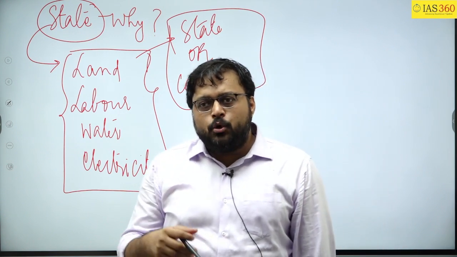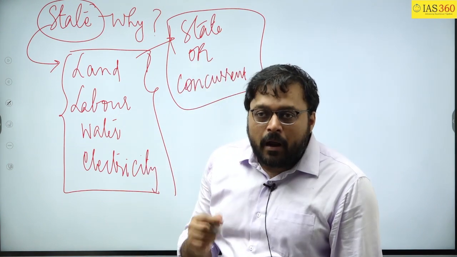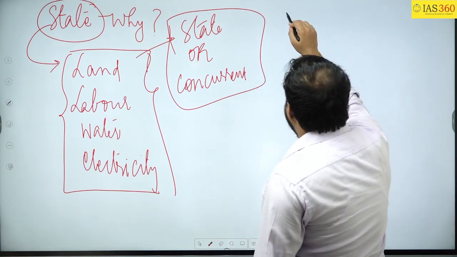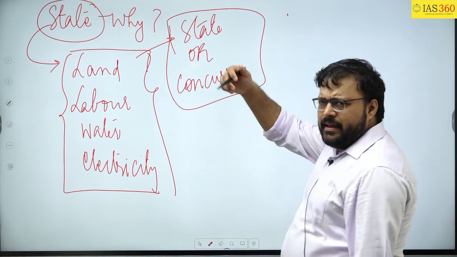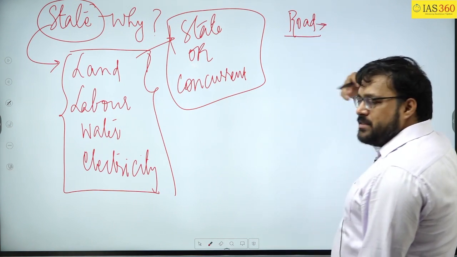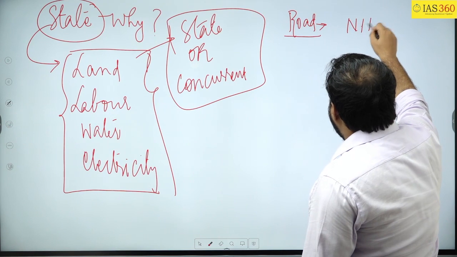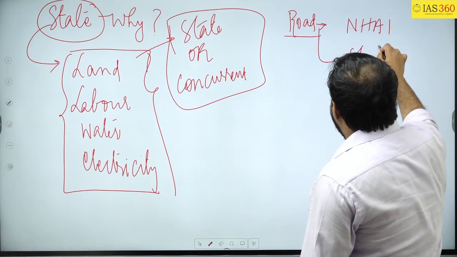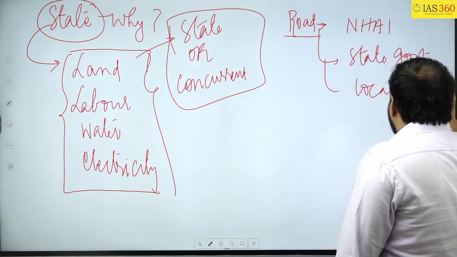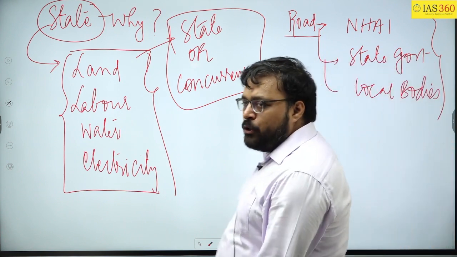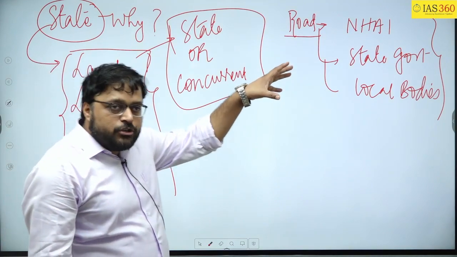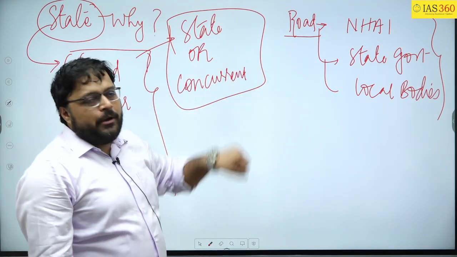It is very important to include the state in the plan. The second reason why the state's role is important, as an example, I am taking the case study of a road. Some of the roads, that is national highways, are under NHAI, some roads are under the state government, and some are under the local bodies. Therefore, to avoid overlapping, it is very important that there is integration between these three institutions that are looking into the development of roads.